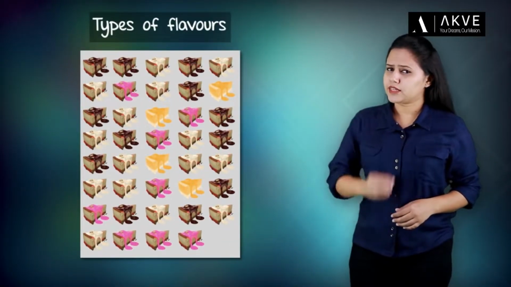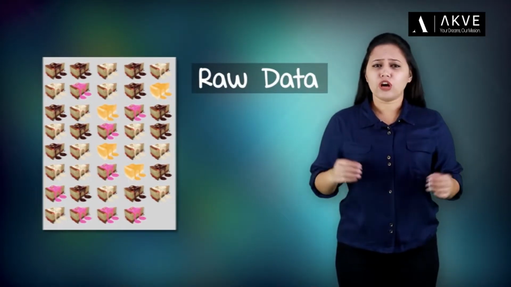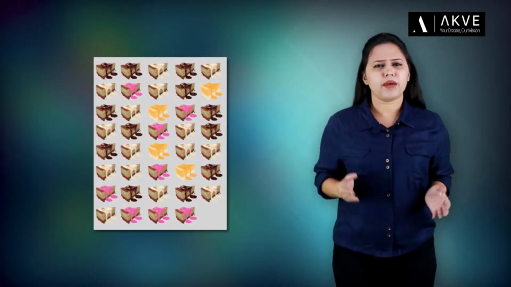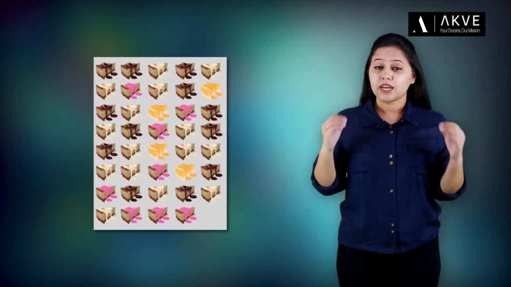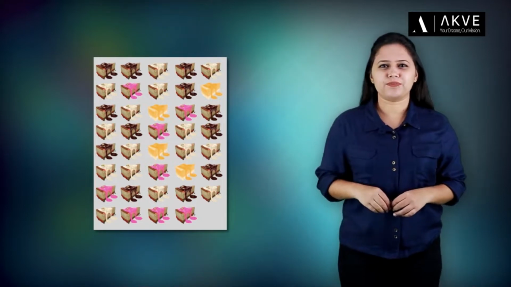This data that John collected is called the raw data. John was confused after seeing this data. It did not convey him any particular information. So let's help him with this. Let's count the number of people who have opted for each flavor.